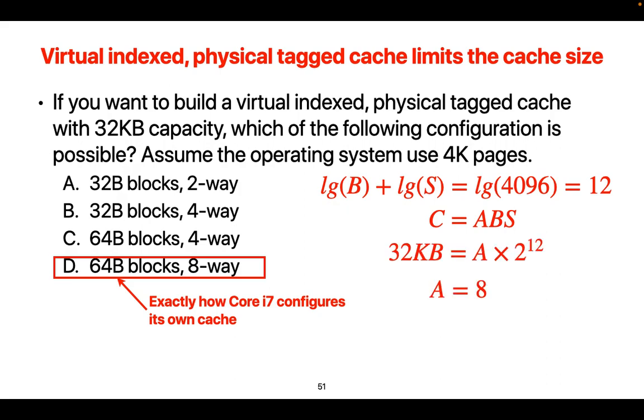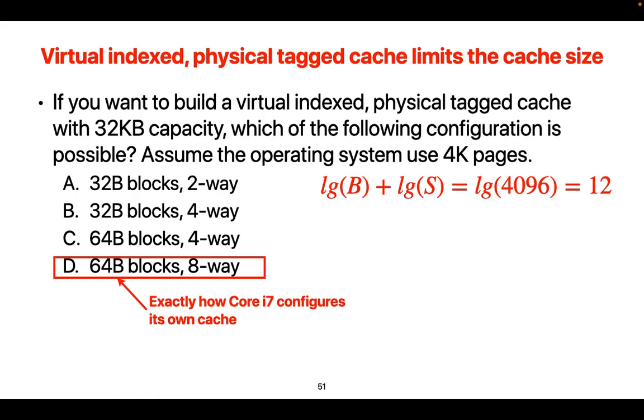if you have 2 to the 12, it means that if you want to build a 32 kilobyte cache, you can only have 8-way associativity. And that's exactly how Core i7, or the AMD Ryzen machine that was given to you, that's exactly how their caches are designed.